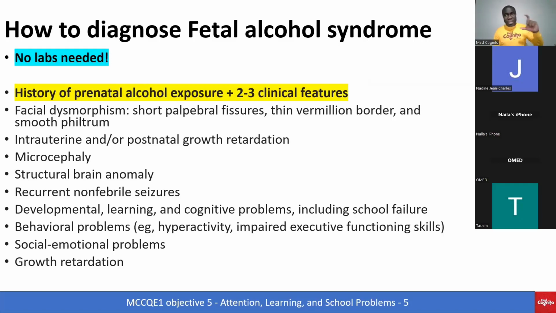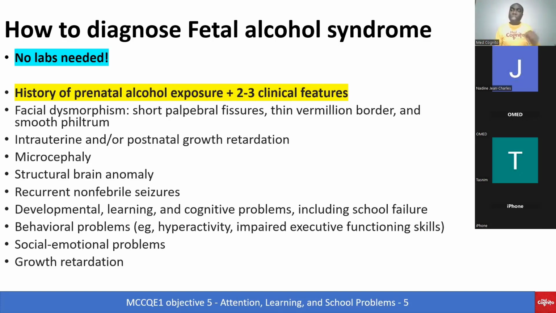Number 1, when you are told in your question stem that the mother was exposed to alcohol, and then any of the features of fetal alcohol syndrome that we talked about. So number 1, there must be a history of exposure to alcohol by the mother when the mother was pregnant. And then number 2, there must be a feature like what we talked about. So it's either the vermilion border, palpebral fissure, microcephaly, structural brain anomaly, any of those plus a history of a mother who was exposed to alcohol. Boom. The answer is fetal alcohol syndrome. We don't use any lab results to make that diagnosis.